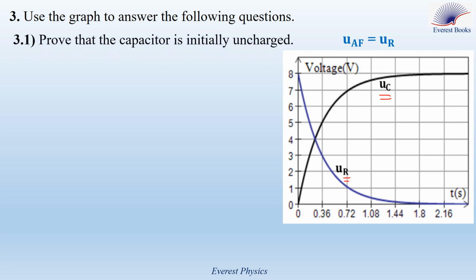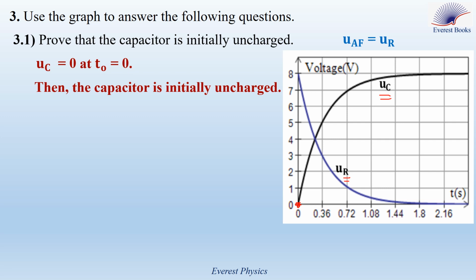Question 3.1. Prove that the capacitor is initially uncharged. Look at time 0 on the graph. At time 0, UC is equal to 0, which means that the capacitor is initially uncharged.